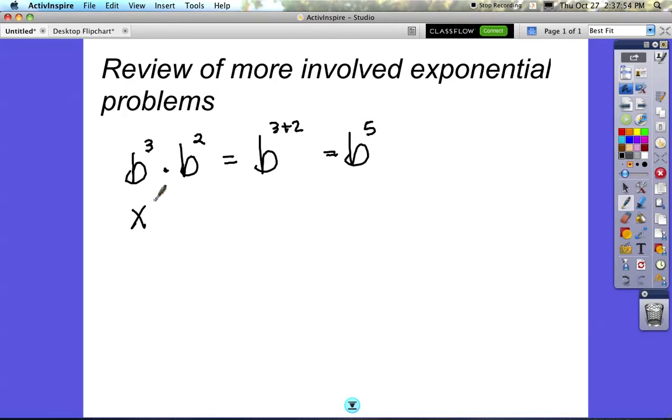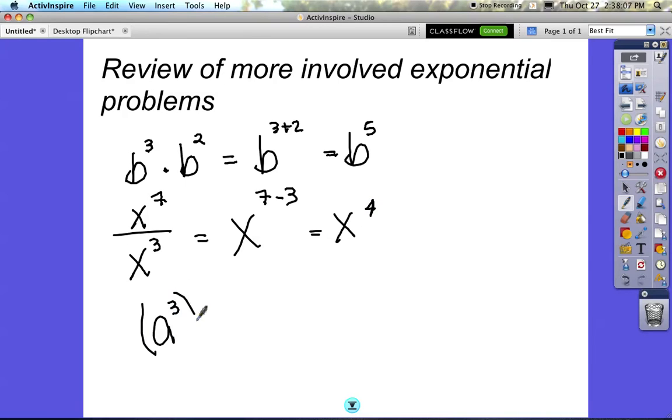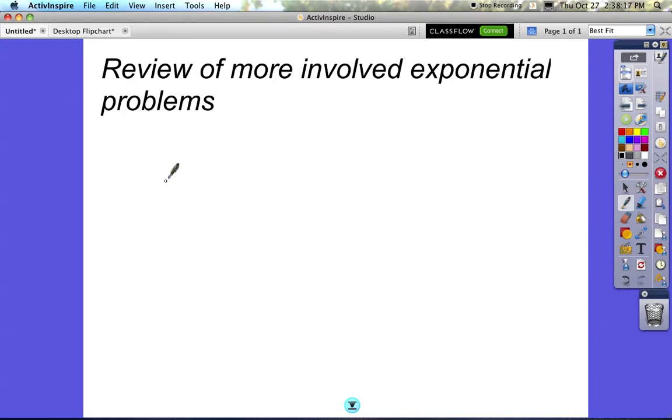If you divide like bases, you subtract exponents. And if you raise a power to a power, you multiply. So those are the basics that we went over again last week. So this week's review lesson is going to be a little bit more involved. So let's start off with doing one that looks like this.